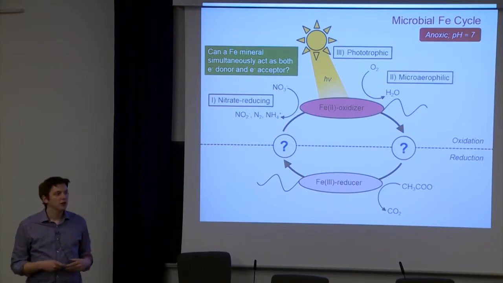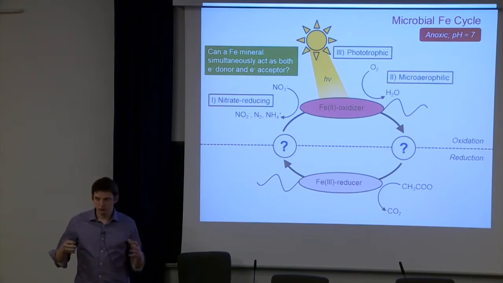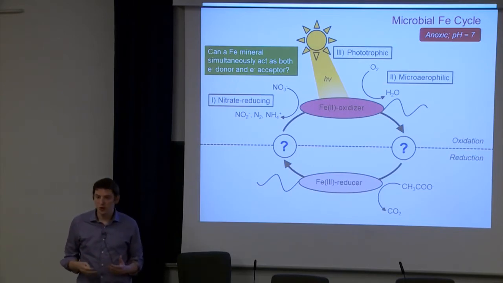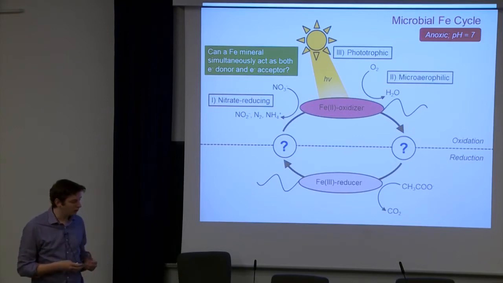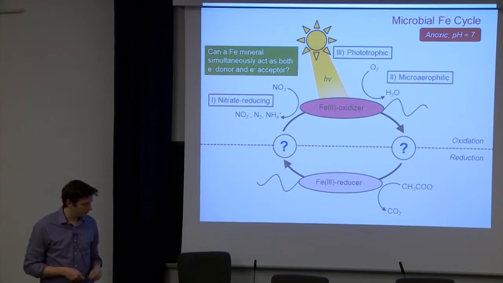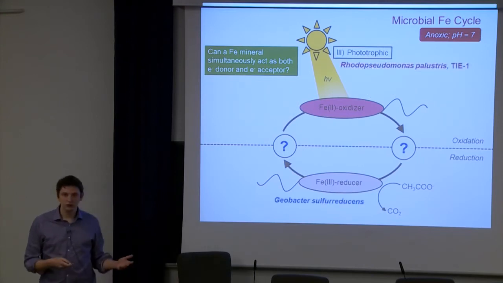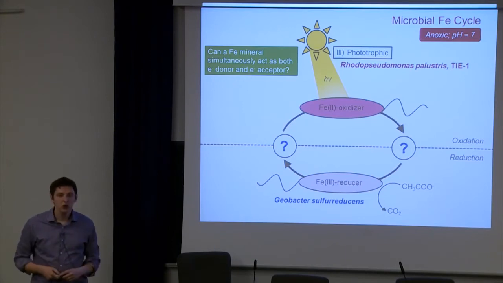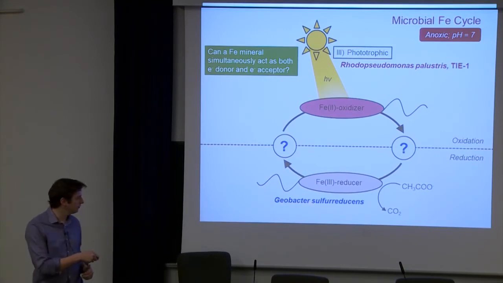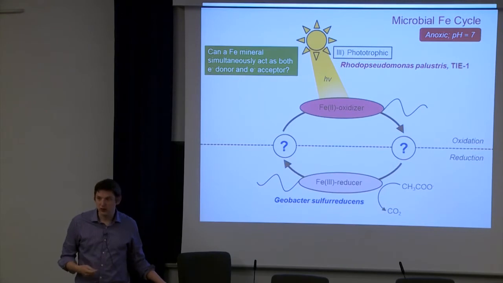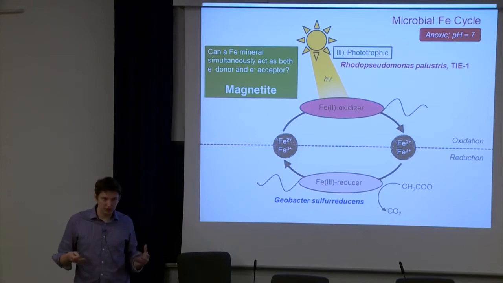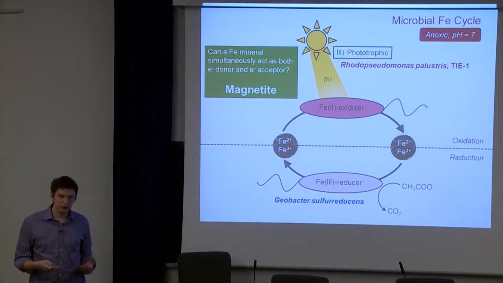And bearing that in mind, the reason why I was thinking of this particular field of research is to try and understand whether there are in fact any minerals that can support both iron oxidation and iron reduction, basically whether it can act simultaneously as an electron donor or an electron acceptor. And for this, I focused on two different strains, the phototrophic bacteria Rhodopseudomonas palustris TIE-1 and the iron-reducing bacteria Geobacter sulfurreducens. And of course, the mineral that I'm considering is magnetite. Due to the fact that it is mixed valent, it should in principle be available as an electron donor or an electron acceptor.